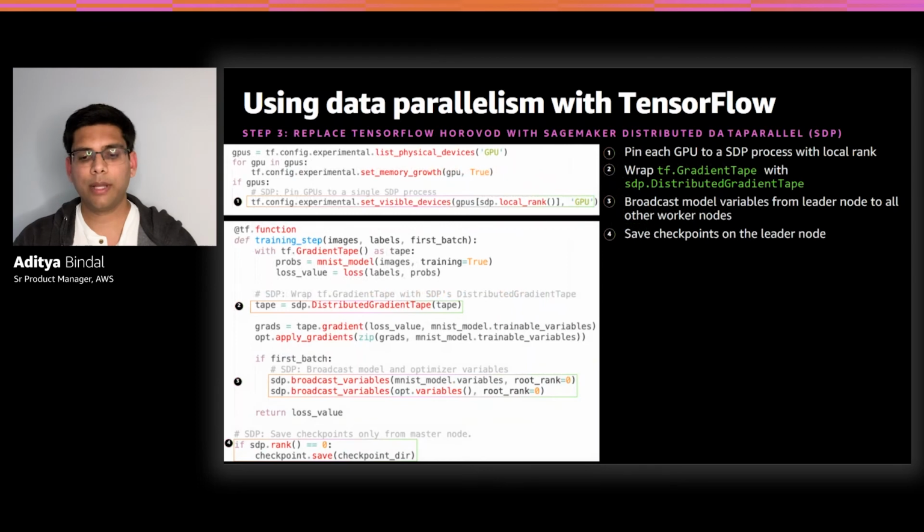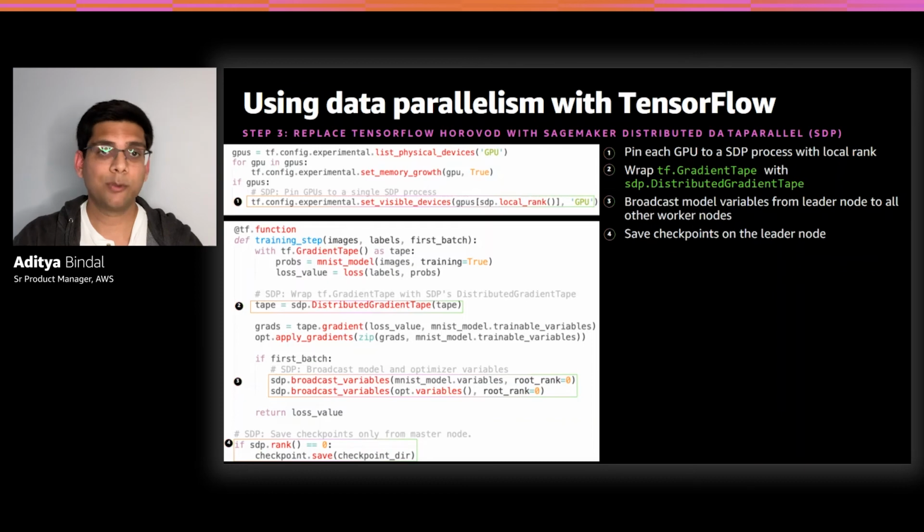So now let's talk about the other changes to the training script, where we would replace Horovod with SageMaker data parallel in the rest of our training code. So we first pin each GPU to an SDP process with local rank. Then we wrap TensorFlow's gradient tape with our own distributed gradient tape. And finally, we broadcast model variables from the leader node to all the other worker nodes. And similar to PyTorch, we'll again only save checkpoints from the leader node. We won't do it from all the worker nodes.